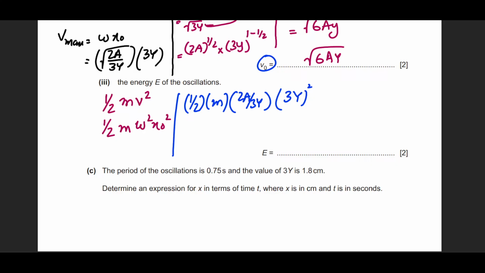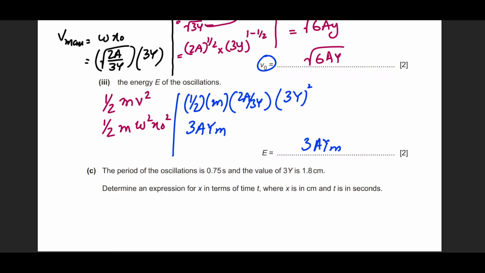Then it's just a matter of algebra. You come down to the equation that is going to be 3aym. So it could be 3ym, 3a-ym, 3m-ya. Does not matter what orientation you write this down. This is what your answer is going to look like.